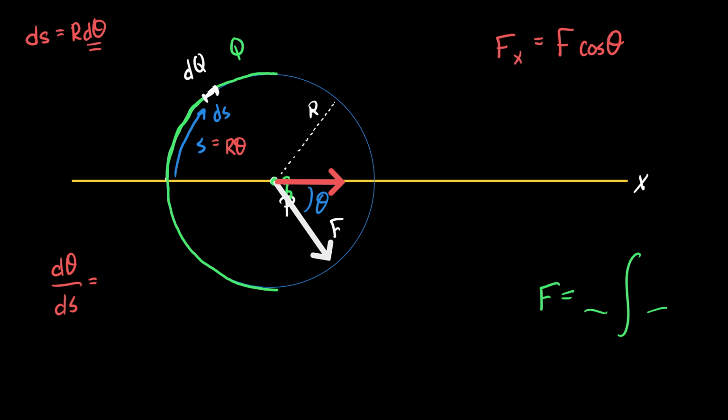So Q over what? What's the entire length of the bar? Pi R. Looks good. I put theta though, and I meant to put a Q. So let's not walk around with more mistakes than we need to. There we go.